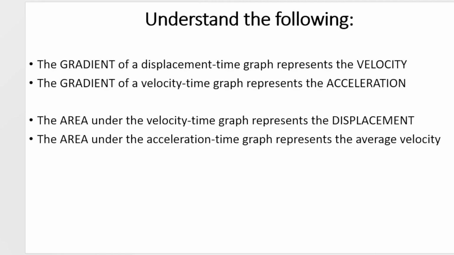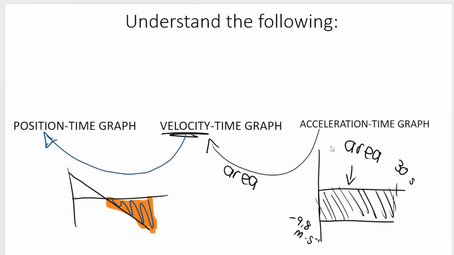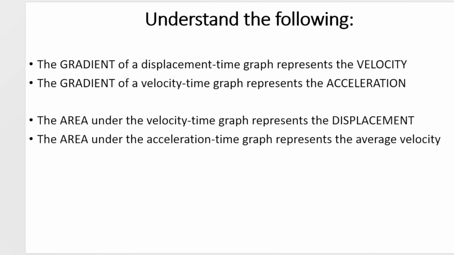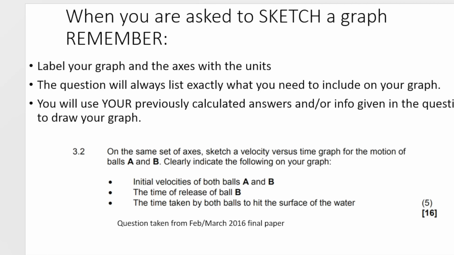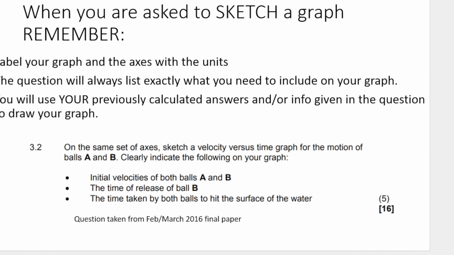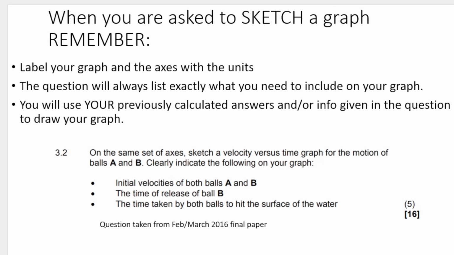Here's a summary of everything that I just mentioned over here. If you don't understand this little flow chart over here, you can just learn it like this. Remember, when you're asked to sketch a graph or draw a graph, you need to always label your graph with the axes and the units. So for example, you can't just give me a graph like this. You need to label it. You need to tell me that this is velocity and it's measured in meters per second. And you need to tell me that this is time and it's measured in seconds.